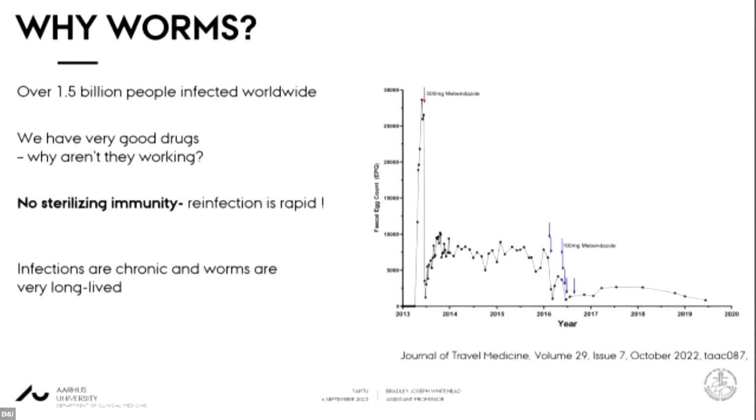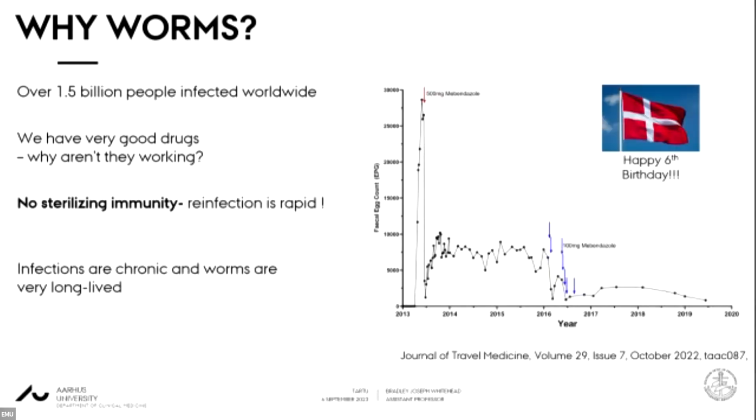And these infections are chronic, and the worms are very, very long-lived. This is data from my PI, who self-infected with whipworm. We realized at some point that his worm was now 6 years old, and this was not known before. They assumed it was only 2 years. So these worms can live at least 6 years. Some of the trematodes can live up to 20 years in a single host.